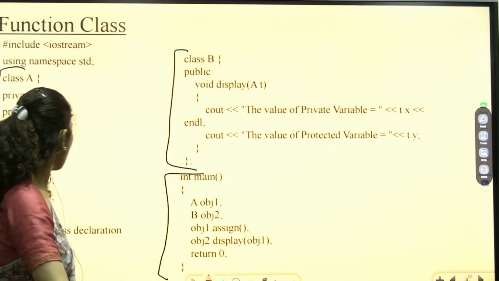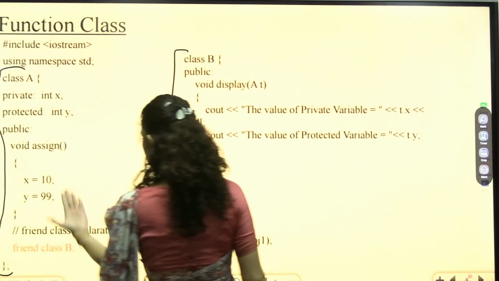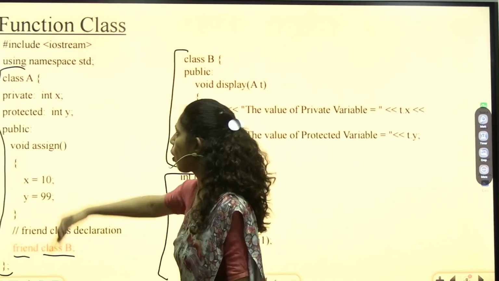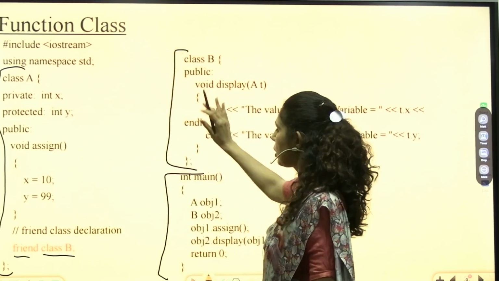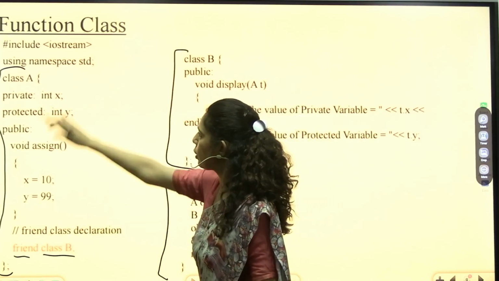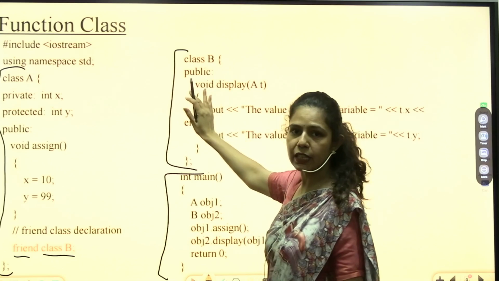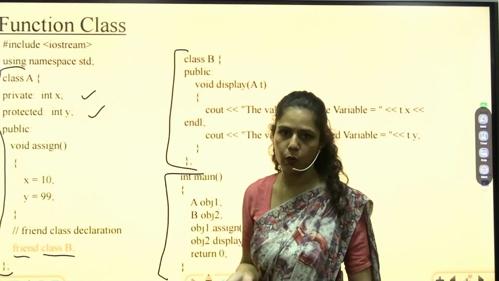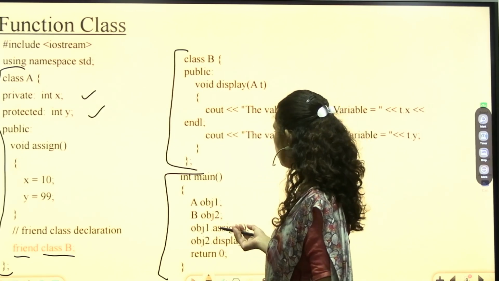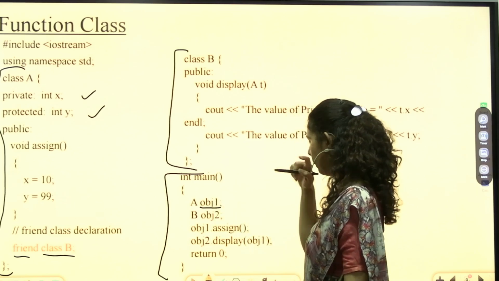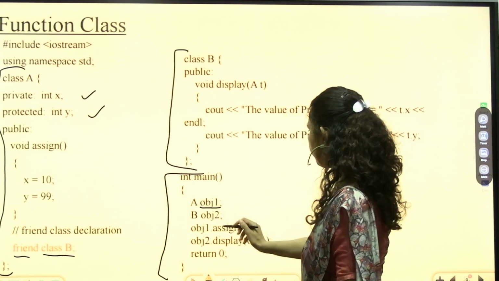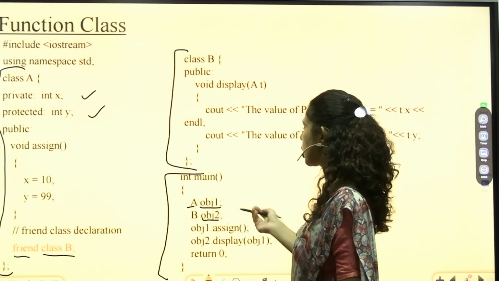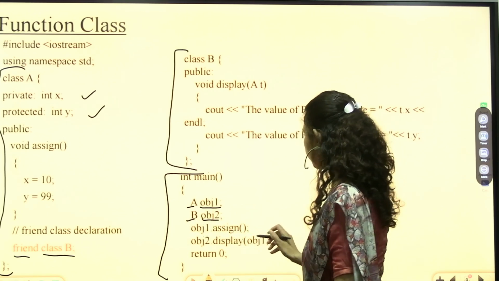Okay, so how are we doing that? Now this is class A, and we are making class B the friend of class A. So this is class B. Now because we are making class B the friend of class A, class B objects can easily access the private and protected members of class A. Okay, so let's see how we are doing it. So first of all, we are creating the object of class A. So obj1 is the object of class A, and then creating second object obj2 of class B here.